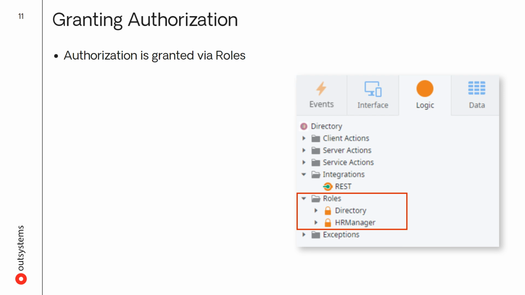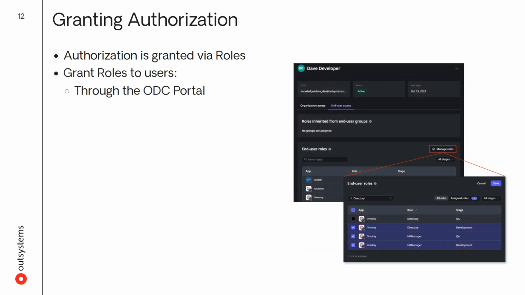As we discussed before, authorization is granted via roles. So, to grant authorization, we need to assign roles to users. There are 2 ways to assign roles to users. We can assign roles to users directly in the ODC portal. Each user's page has a section to manage roles, where the list of roles and apps will appear. Then, it's just a matter of assigning the role of the particular app to the user.